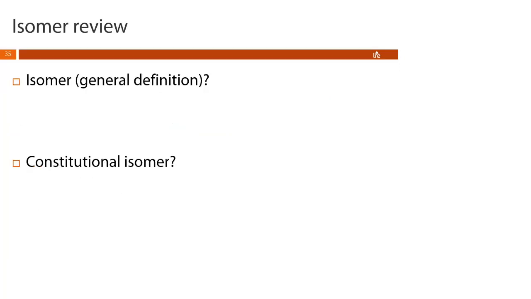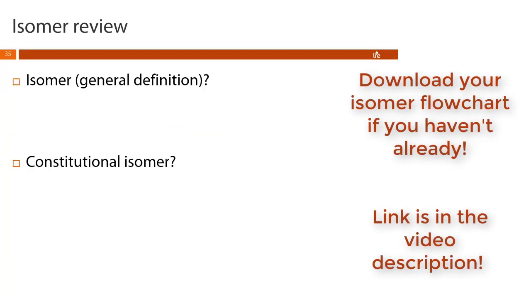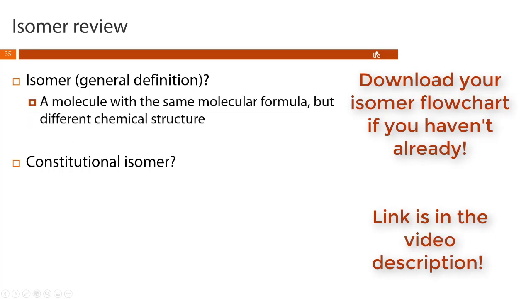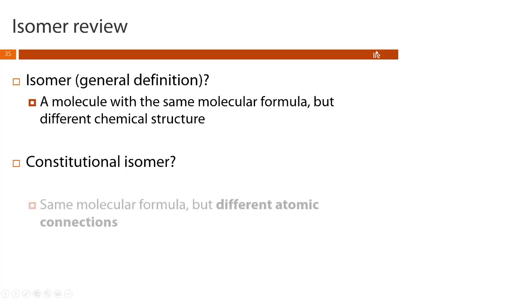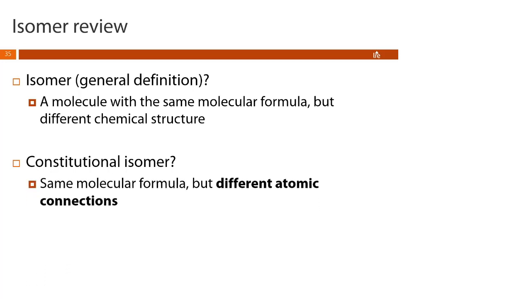And that gives us a name of 2-pentene. Okay, so let's talk a little bit about isomers. So an isomer is a molecule with the same molecular formula but a different chemical structure. And there's 2 types of isomers we're going to talk about today. The first one is a constitutional isomer, sometimes called a structural isomer. So a constitutional isomer or structural isomer are the same molecular formula but different atomic connections.